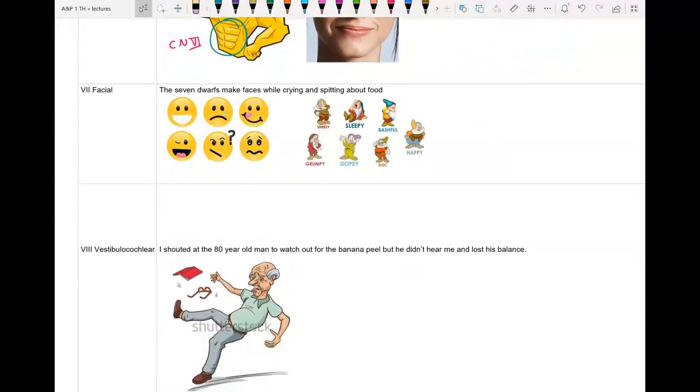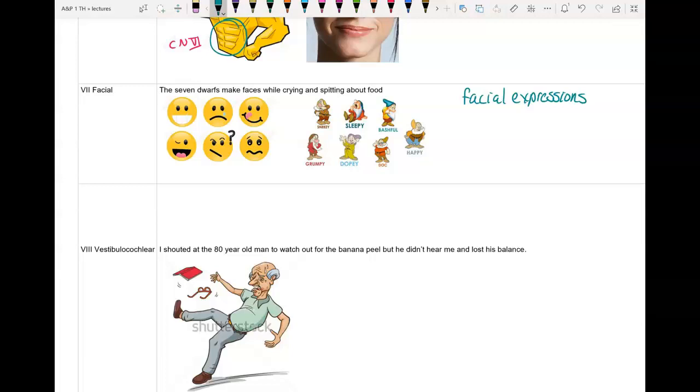Okay, then number 7 is facial. So I have 7 dwarfs, so you can think of the number 7. And the first part's pretty simple. It's the facial nerve, and it is responsible for your facial expressions. Think about how much you can tell by looking at somebody's face and the expressions they make. That's your facial nerve that does that.